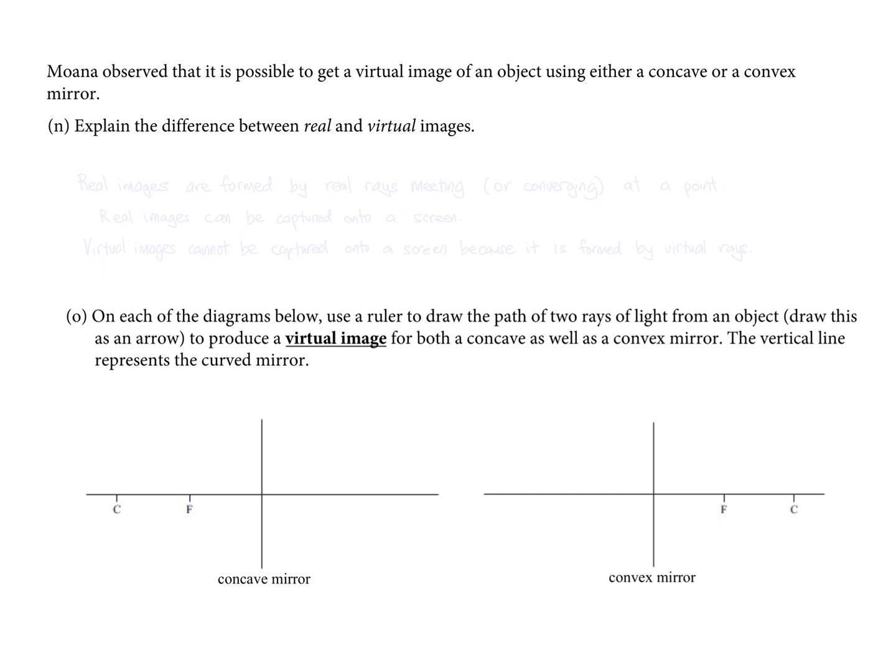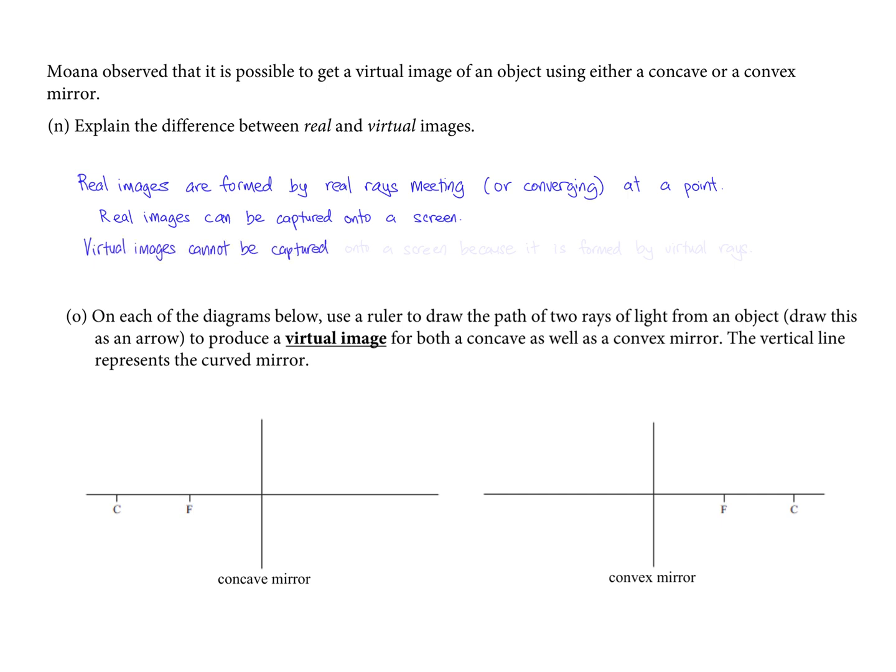Moving on, Moana observed that it is possible to get a virtual image of an object using either a concave or convex mirror. So explain the difference between real and virtual images. Now, real images are basically formed by real light rays meeting at a particular point, forming the image. Right, so you could say that the light rays are actually converging into a point, and because of this, the real rays can form a real image and can therefore be captured onto a screen. However, virtual images are formed by virtual rays meeting together, therefore, since the light rays are not real, they cannot be captured onto a screen like a real image.